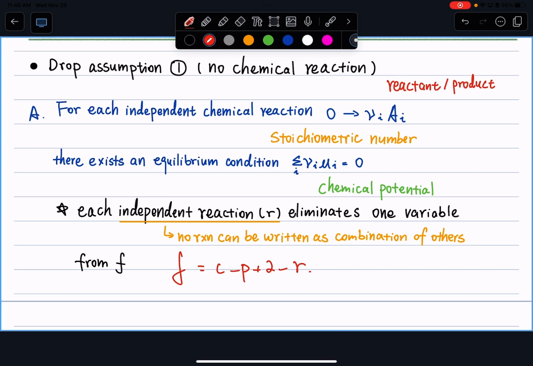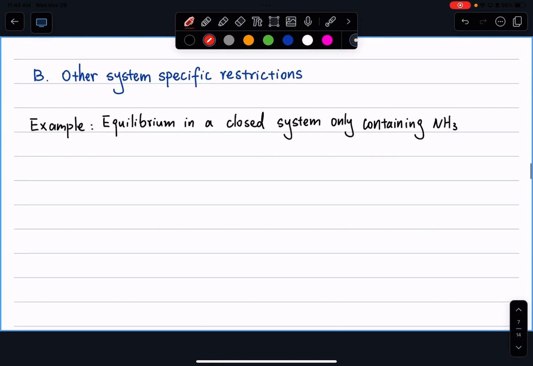And on top of the independent chemical reactions, we have other factors that are system specific. So these are the things you have to look at one by one. So for example, if we have an equilibrium in a closed system that only contains NH3, so that's where we begin. We add a catalyst so that this reaction can take place.